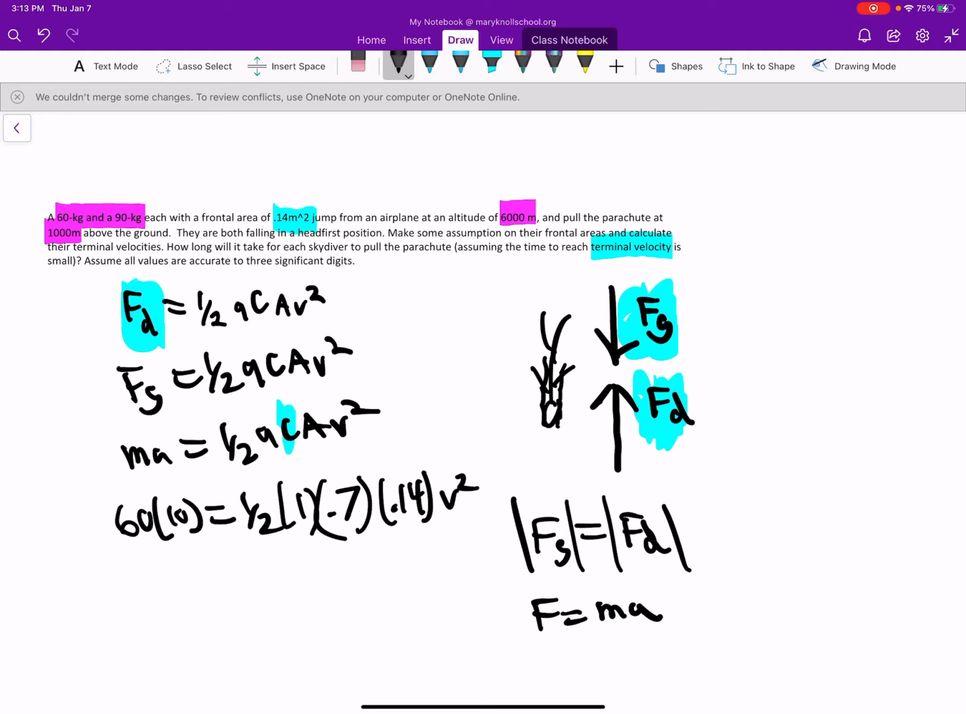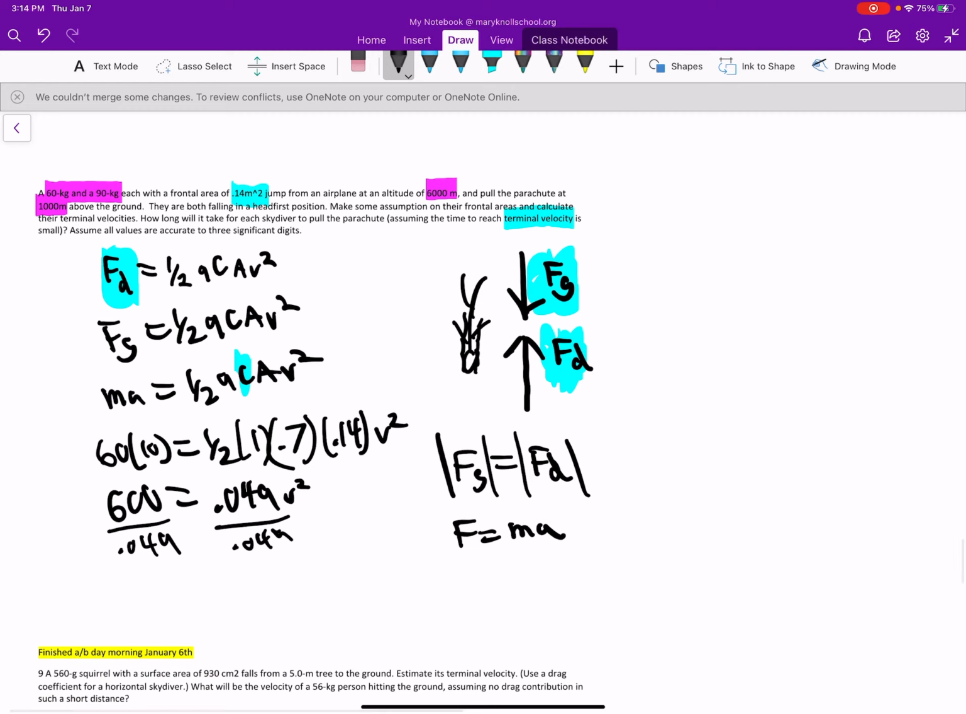All right, so this is going to end up being 600. And on this side, it'll be 0.5 times 1 times 0.7 times 0.14, 0.049 V squared. Okay, divide both sides by 0.049. And we get 12,244 or 45.